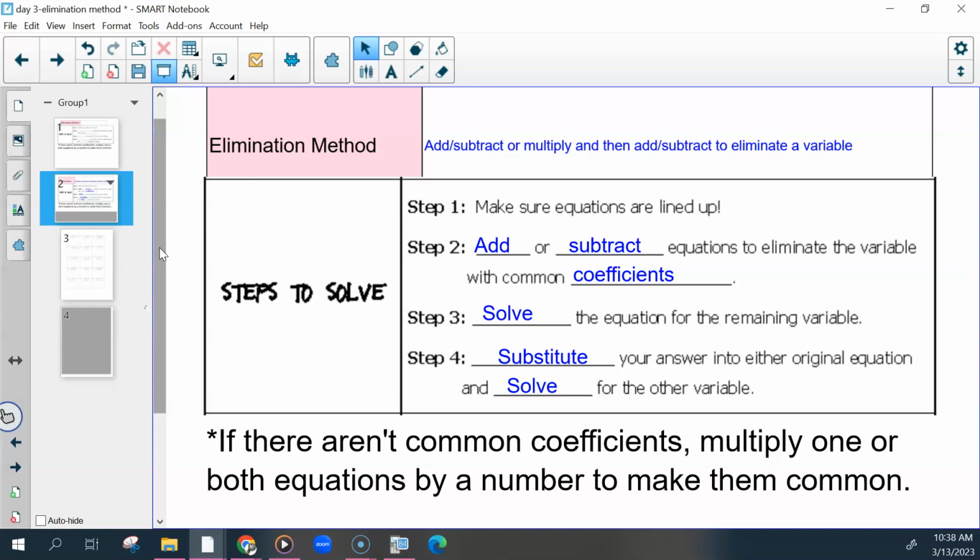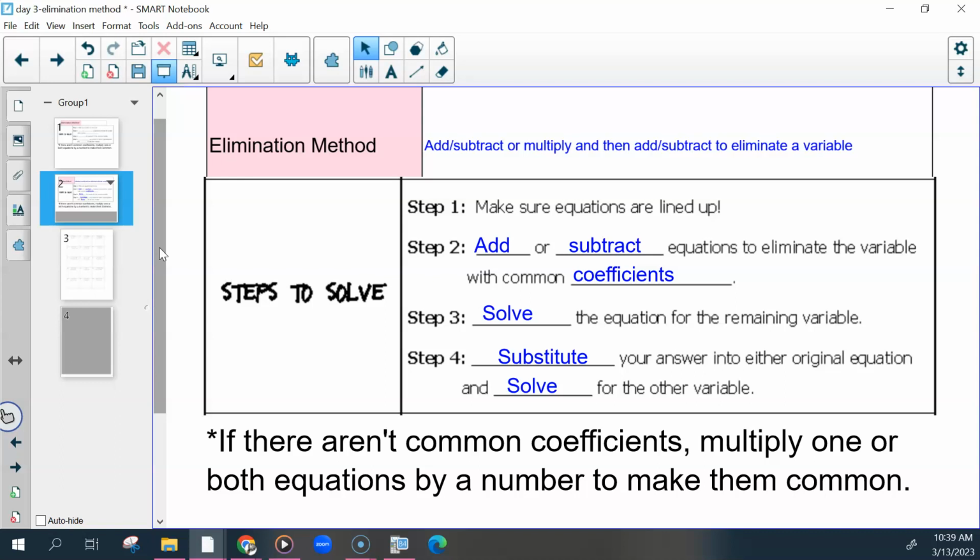As you're writing, I'm just going to read through that. So the elimination method is where we add or subtract, or multiply and then add or subtract, to eliminate a variable. Make sure the equations are lined up first. Add or subtract the equations to eliminate the variable with common coefficients. Solve the equation for the remaining variable. And then substitute your answer into either equation and solve for the other variable.